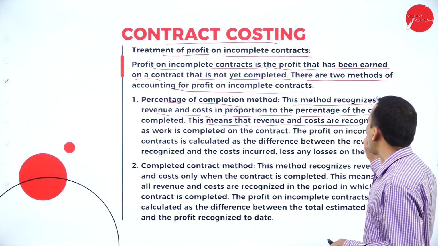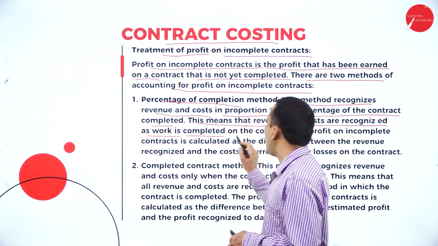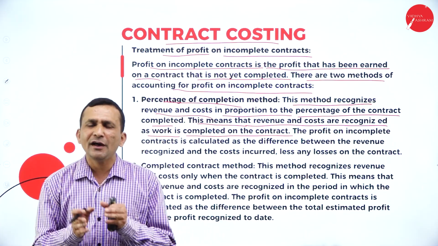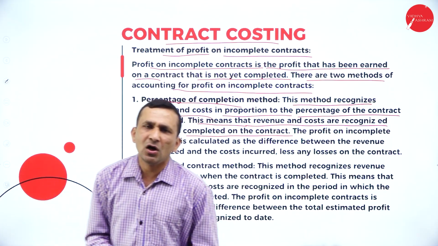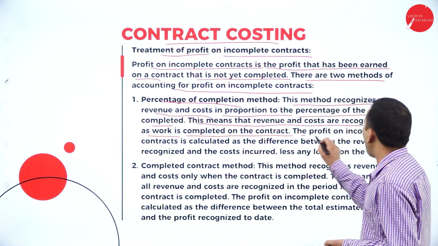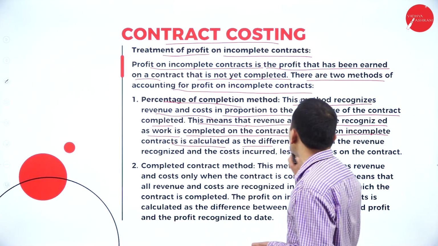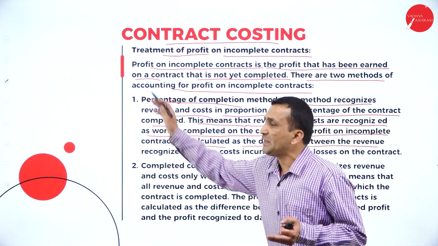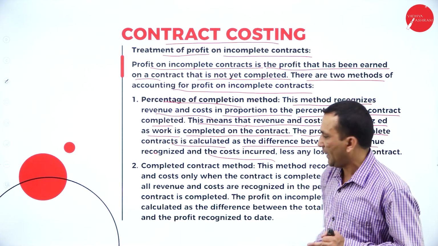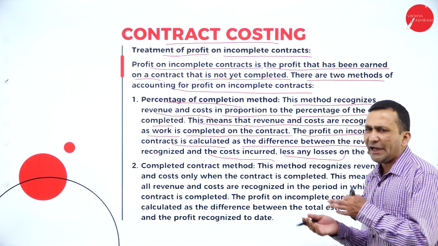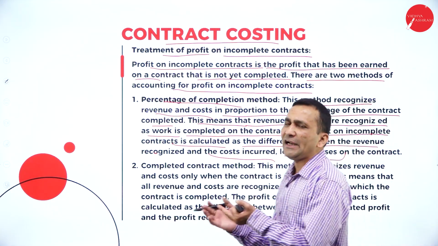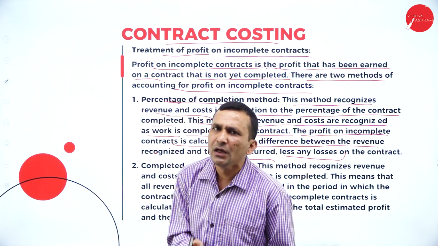This means that revenue and cost are recognized as work is completed on the contract, because each contractor wants to recognize the revenue and the cost incurred for direct cost, indirect cost and other general overheads. The profit on the incomplete contract is calculated as the difference between the revenue recognized, which is the credit side, and the cost incurred, which is the debit items. When income is less and expenditure is more, obviously we get a loss, and the balance on the credit side will be a notional loss.